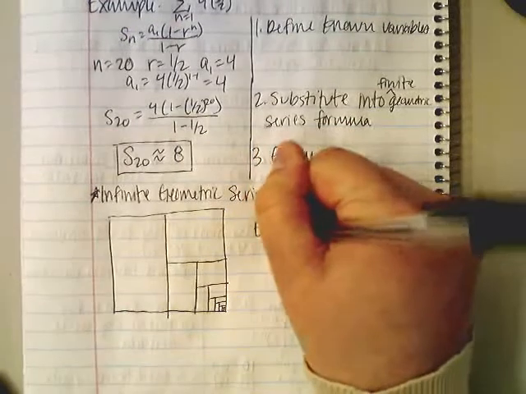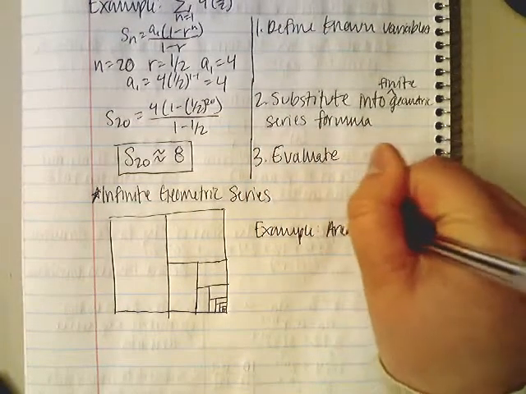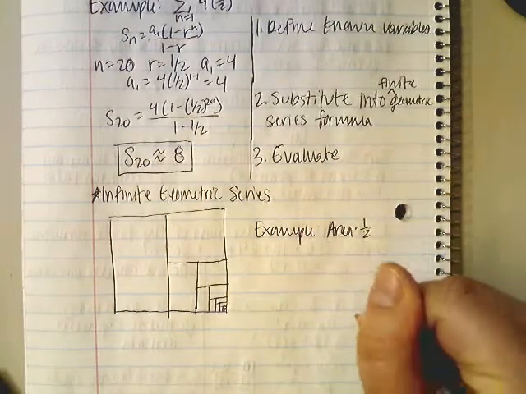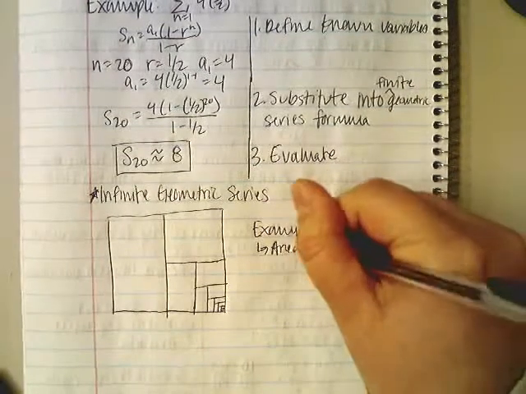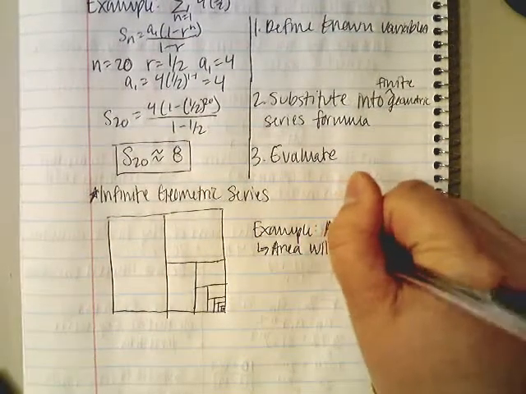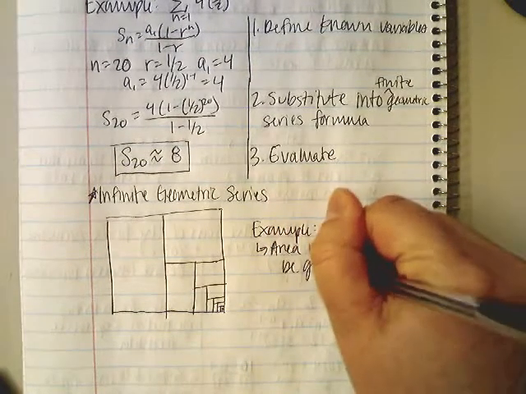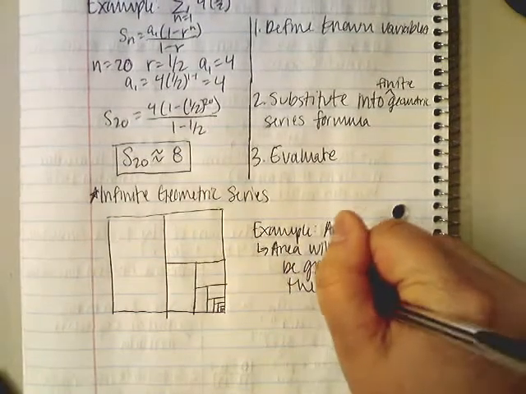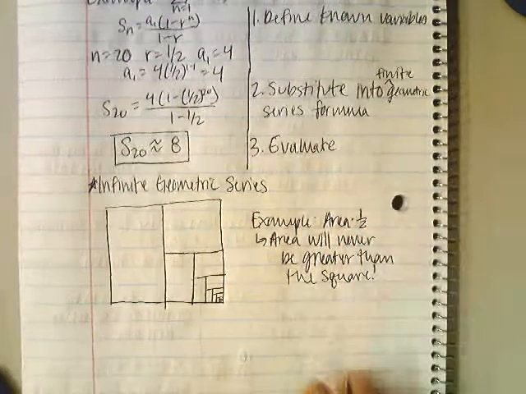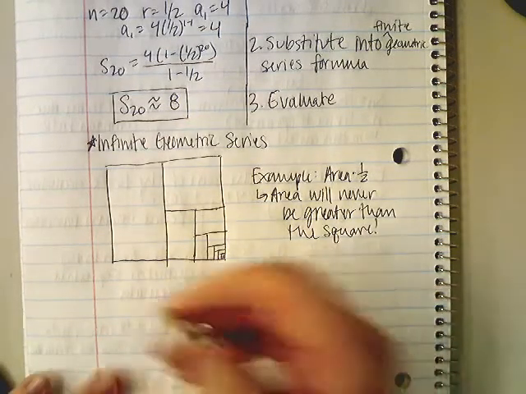So in this example, I just took the area and multiplied by 1/2. And then the area will never be greater than the initial square. So this is a visual example of an infinite geometric series, and it sort of shows you why it can work.